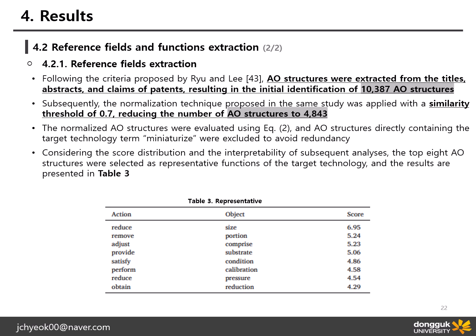of 10,387 AO structures. After applying similarity-based normalization, this number was reduced to 4,843 AO structures. The normalized AO structures were then evaluated according to equation 2, and considering interpretability, the top 8 AO structures were selected as the representative core function of the target technology. The results are presented in Table 3.